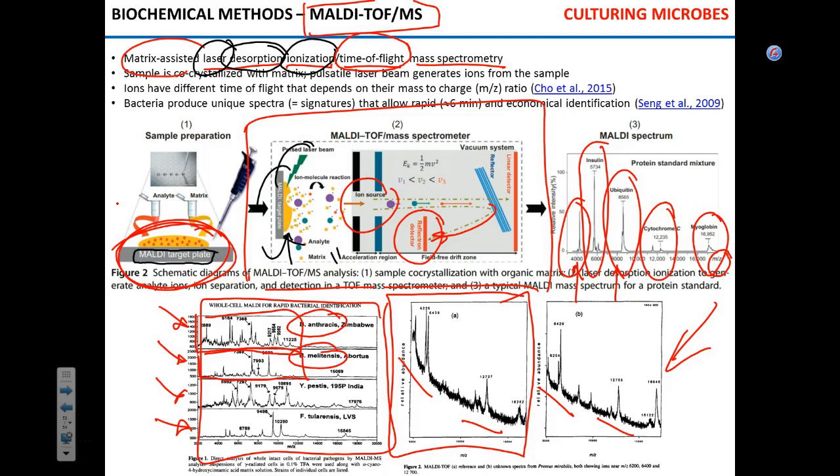The limitation is that you need to have a pure culture, although I've heard some reports that they started to work on using patient's blood. So they would be able to isolate the characteristic peaks using an unpurified sample. I don't know how it's going to work, but so far you need a pure culture.